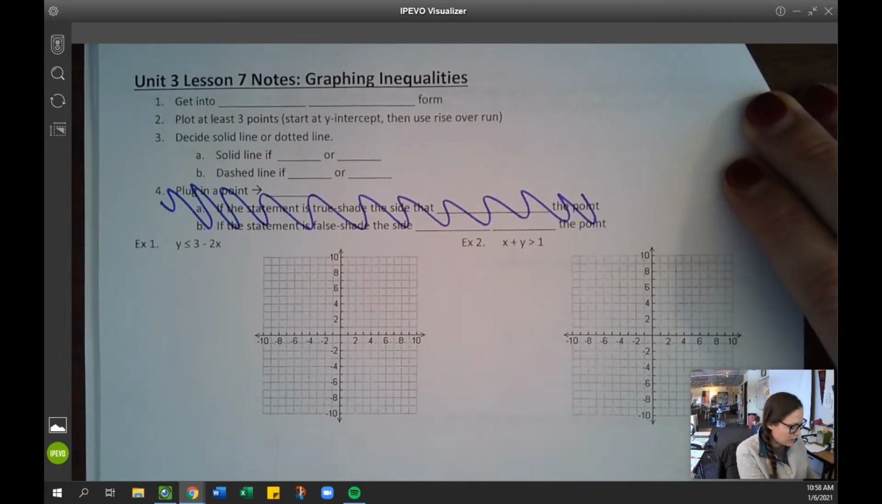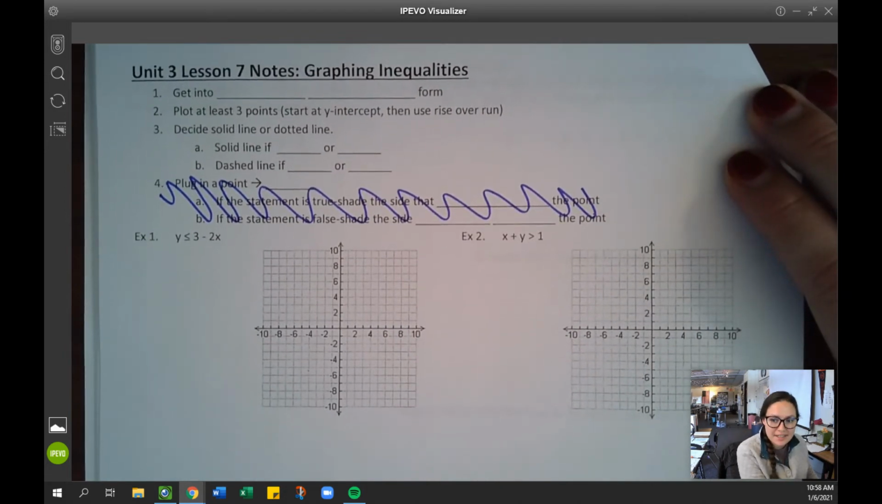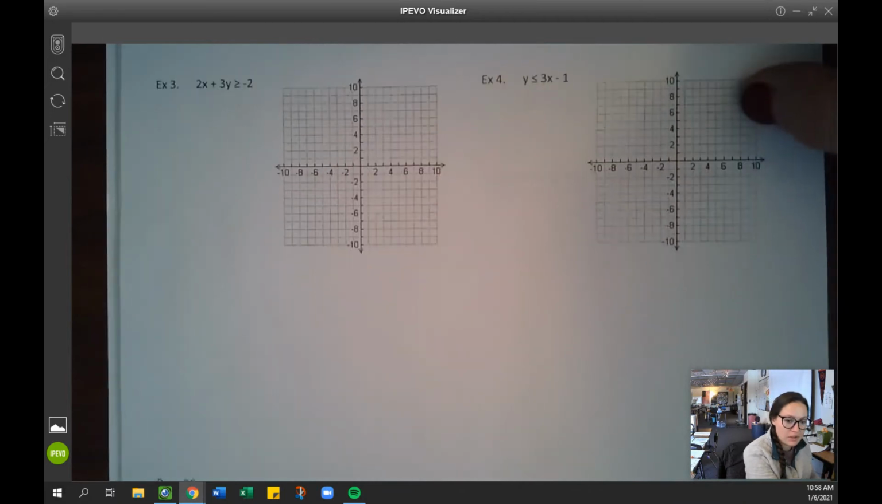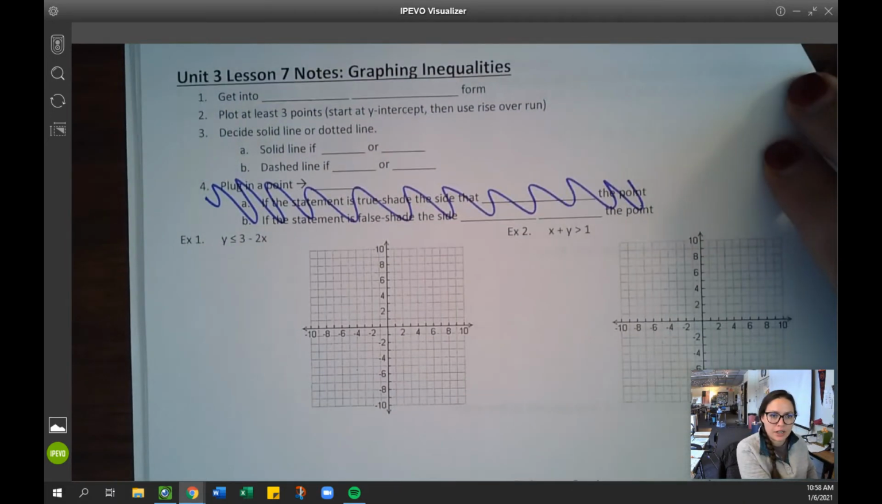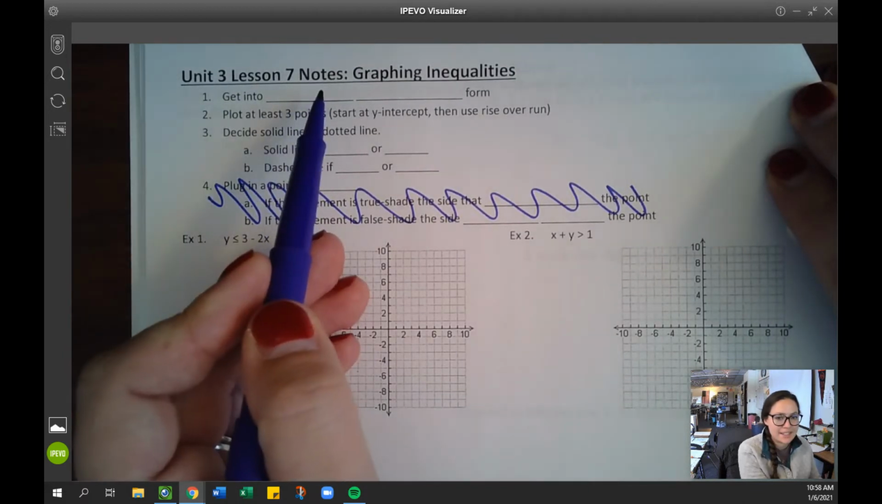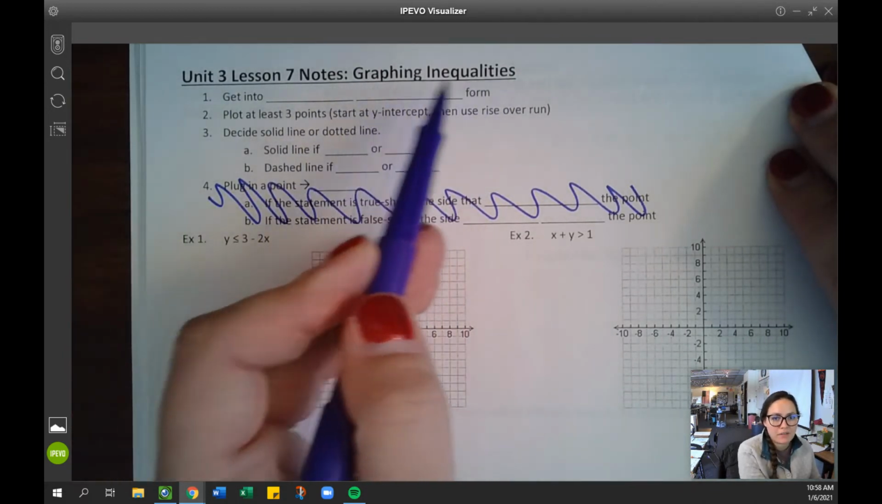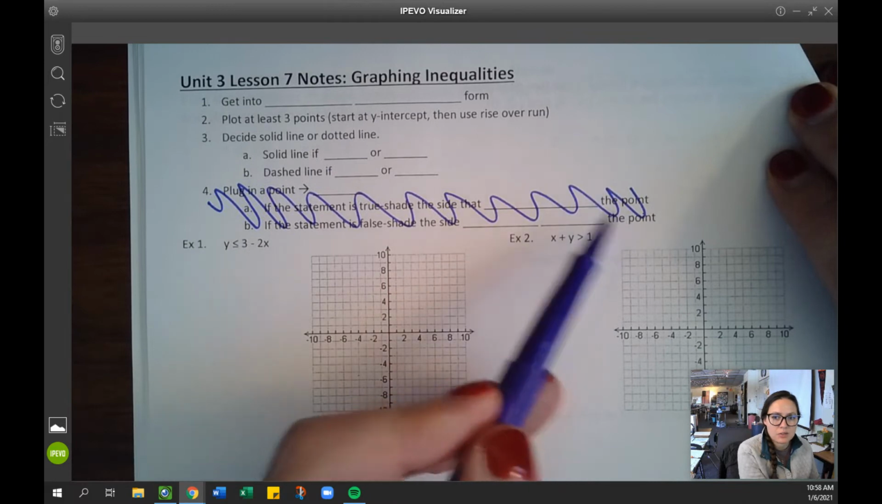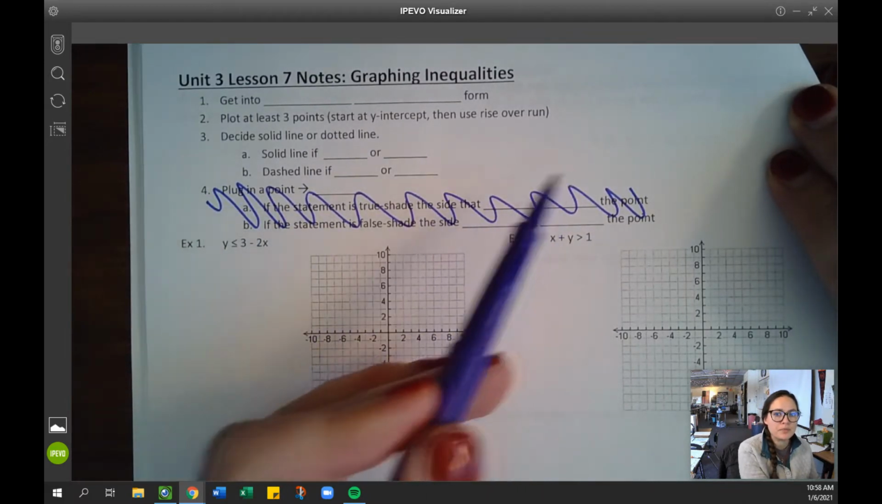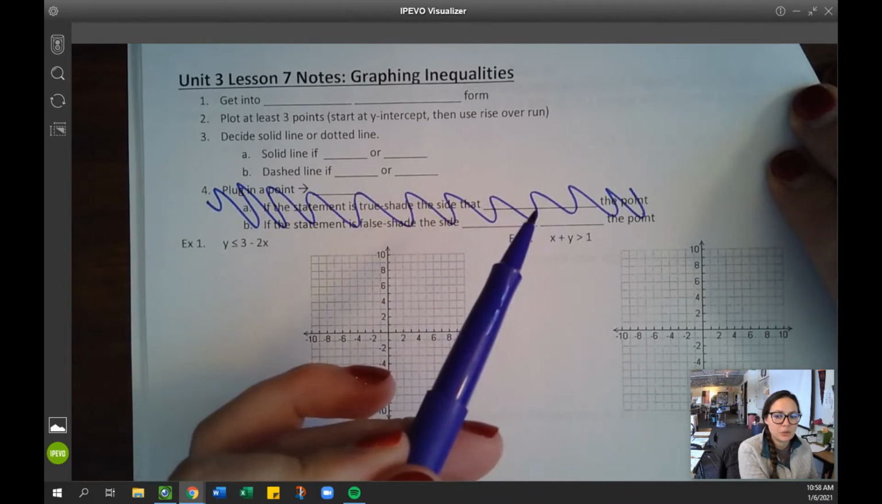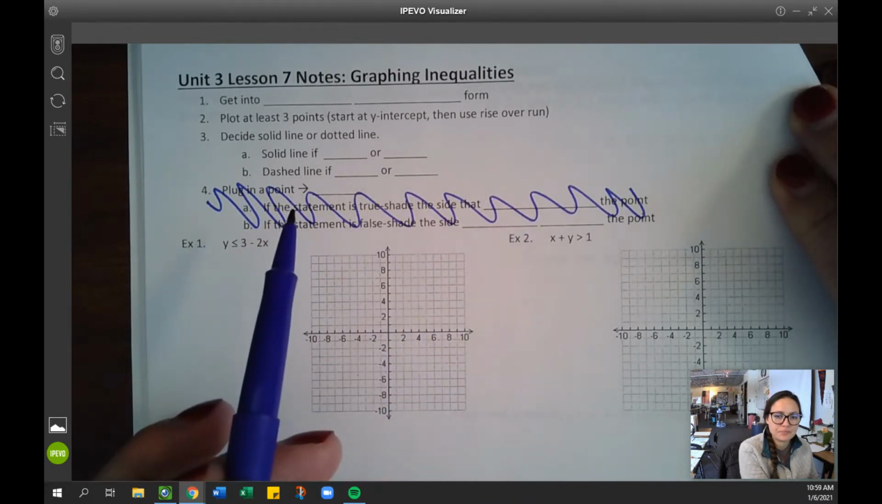Hey everybody, we are on page 26 in the Unit 3 packet, page 26, and we're going to go through the Unit 3 Lesson 7 notes on graphing inequalities. Just right off the bat, you can cross off this step 4. We're going to put some different notes here instead of what's there.